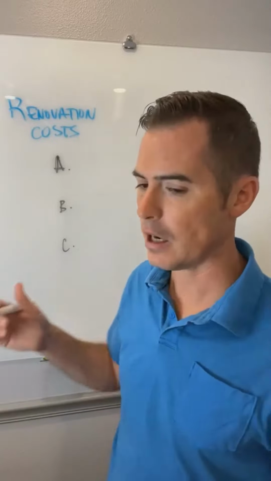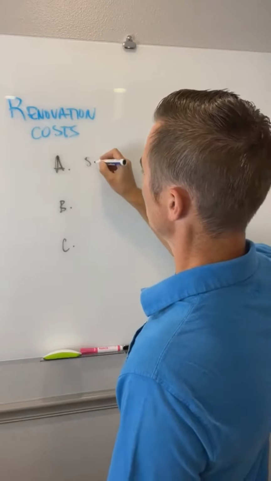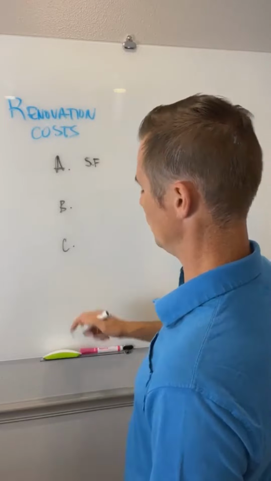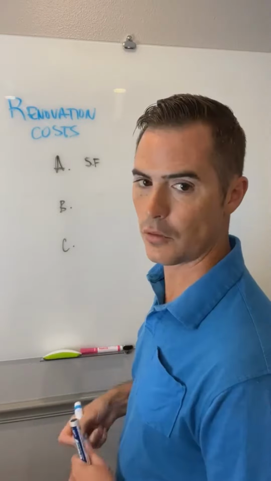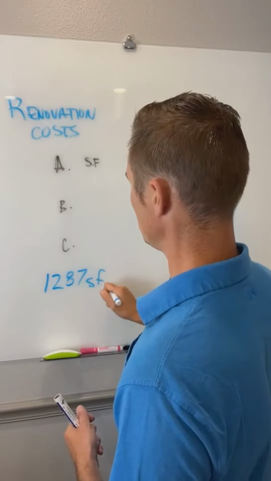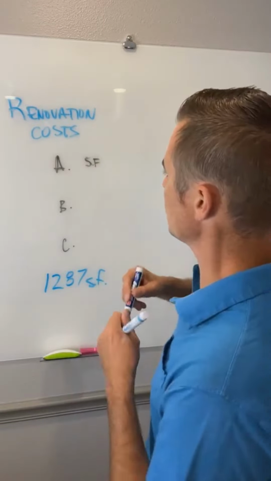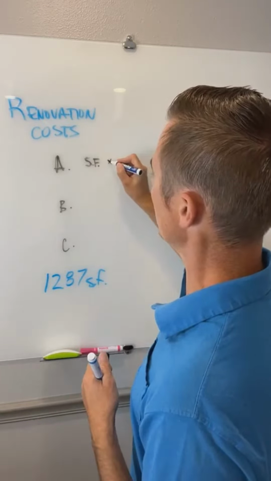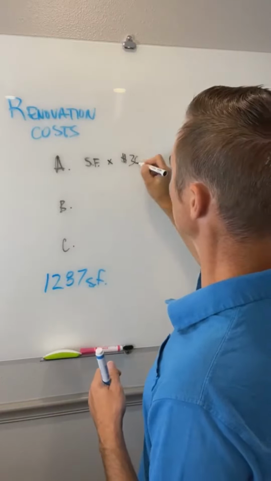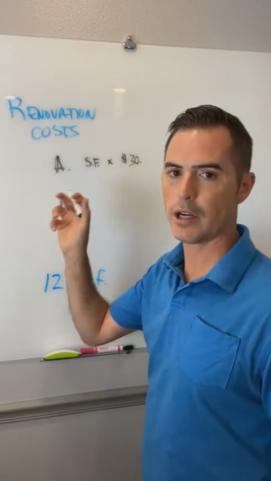So if it's an A grade, I figure this. I'm going to take my square footage, okay? So how many square feet is it? In this case, for our example property, we had 1,287 square feet for our subject property. The link is in the chat if you guys want to go check it out. And I take my square footage and I use a multiplier, this is what I do, of $30 a square foot. So that's an A grade renovation.